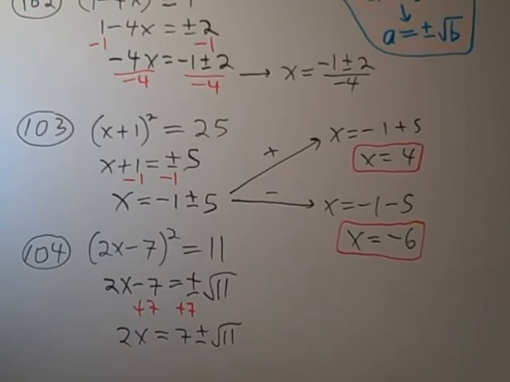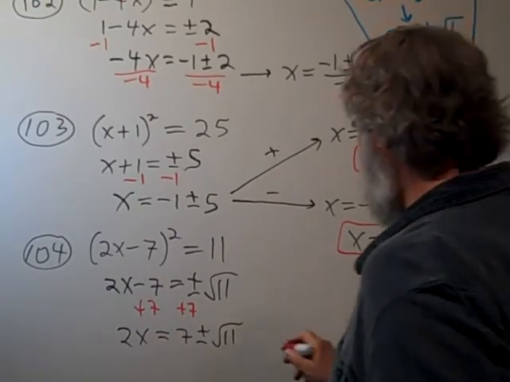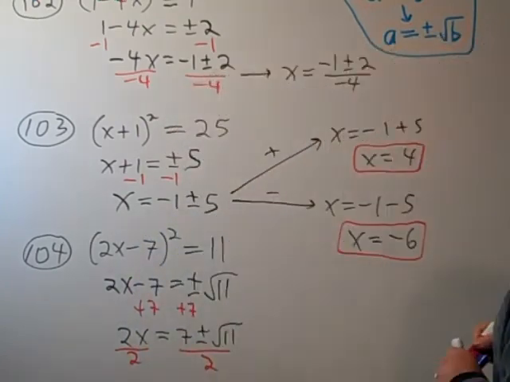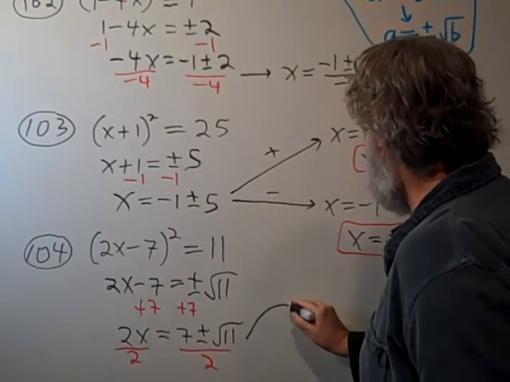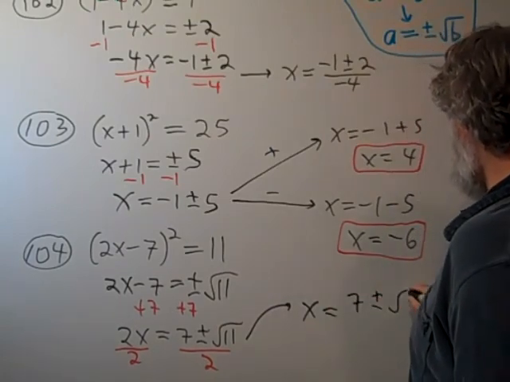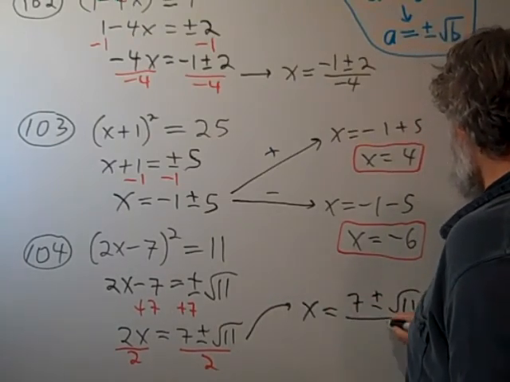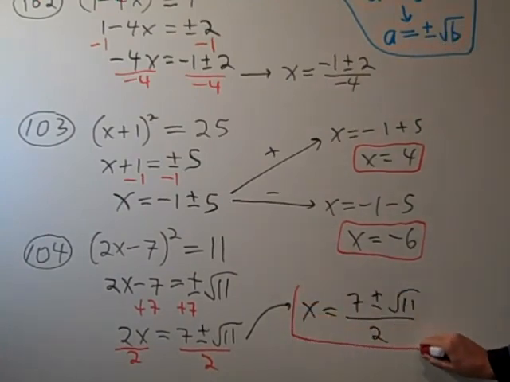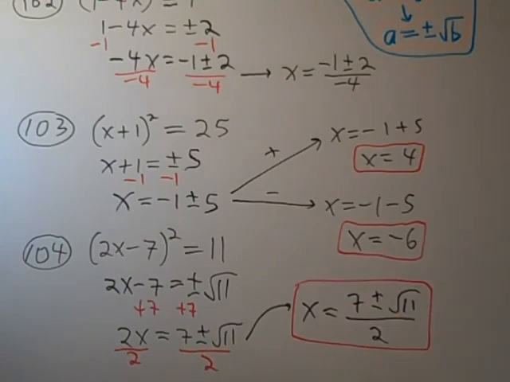Finally, dividing both sides by 2, we get our two solutions then, that x is equal to 7 plus or minus the square root of 11, all divided by 2. Those are the two solutions to that quadratic equation.